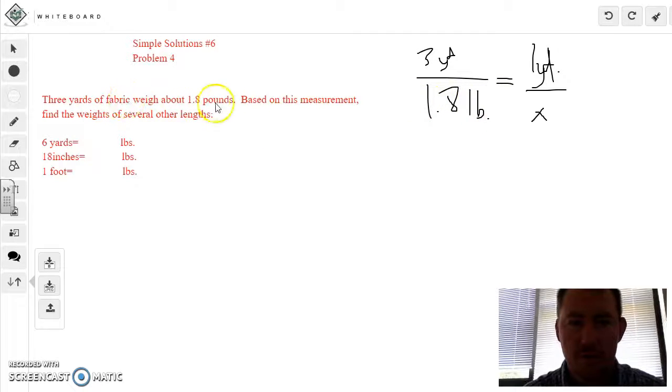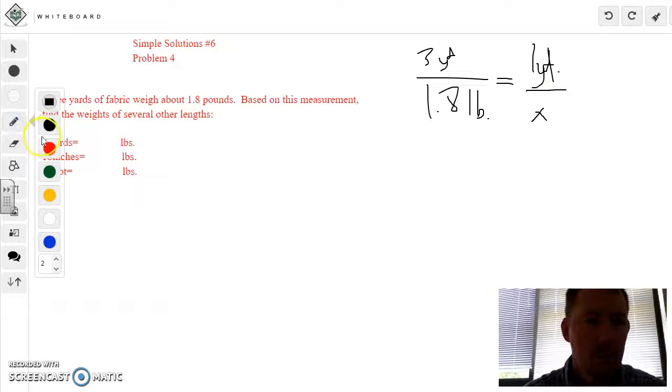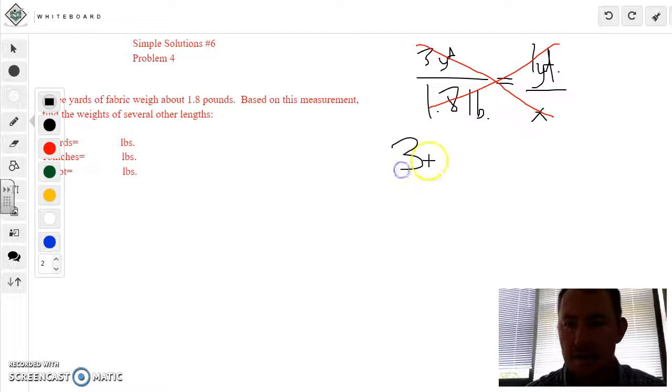Okay, that's the given information from the word problem, equals 1 yard over x. So I want to know how many pounds of fabric are in 1 yard. When we set this up this way, you can cross multiply to get an equation that you can then solve. So that equation would be, if we go this way first, 3x equals, and then whatever we have here, 1 times 1.8 gives us 1.8.